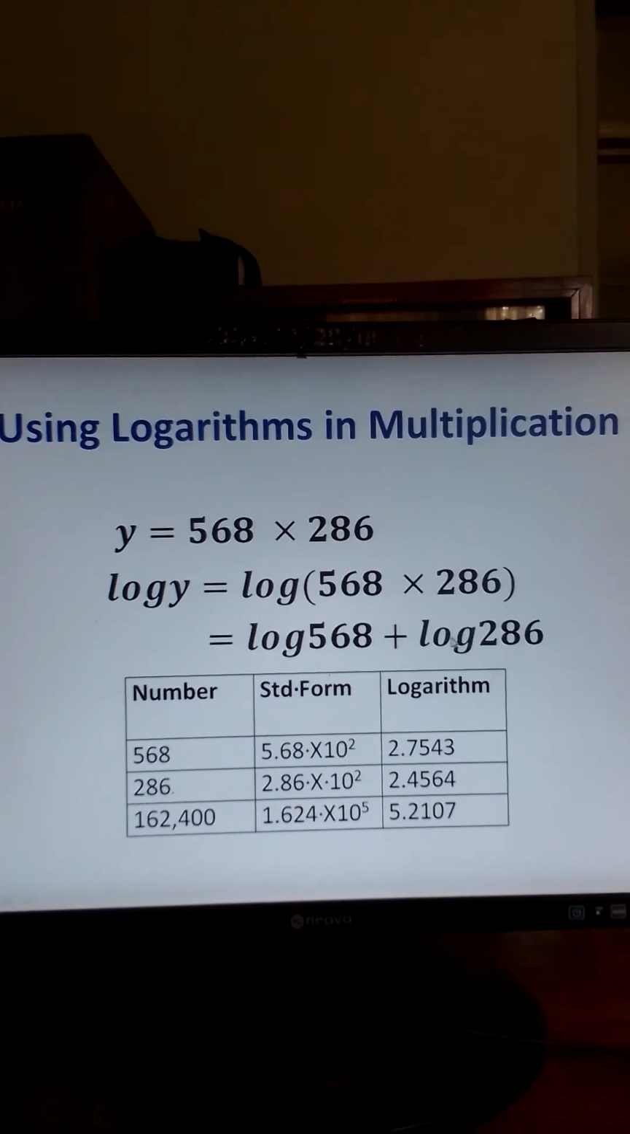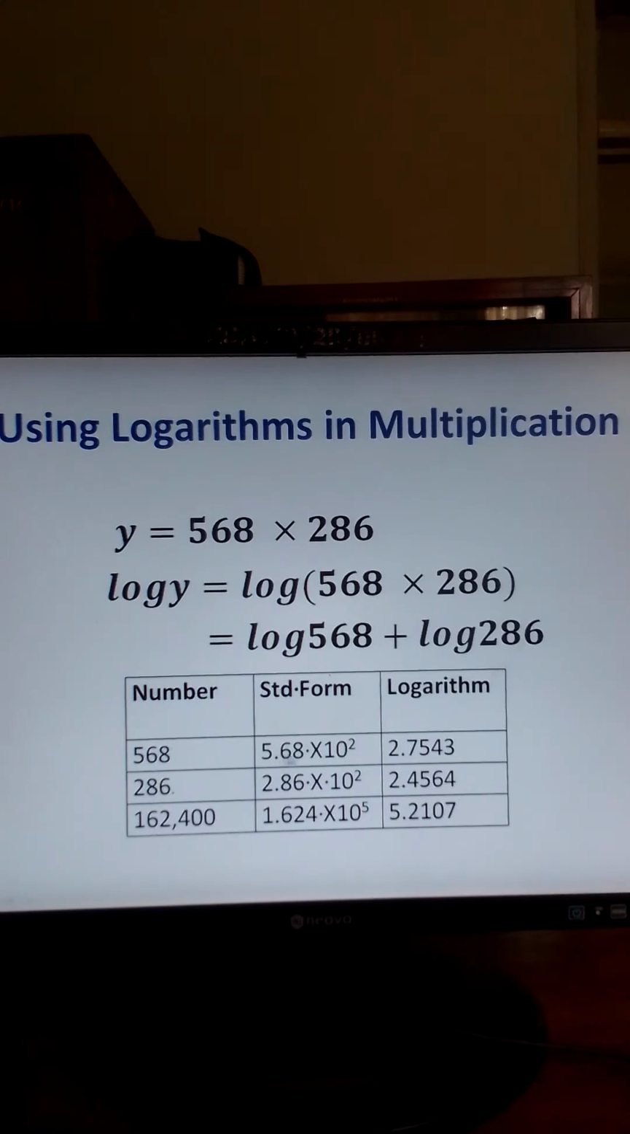Now we can arrange our work in the form of a table and have 3 columns for number, standard form, and the logarithm. So the numbers we have here are 568 and 286. The standard form or the scientific notation for 568 is 5.68 times 10 raised to 2. That's how we write a number in scientific notation or standard form. The standard form of 286 is 2.86 times 10 raised to 2. And then we find the logarithms, which you can obtain from mathematical tables or from the calculator.